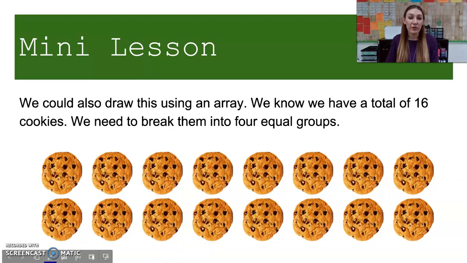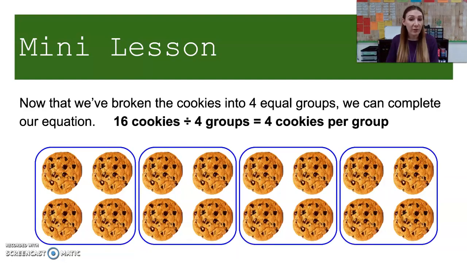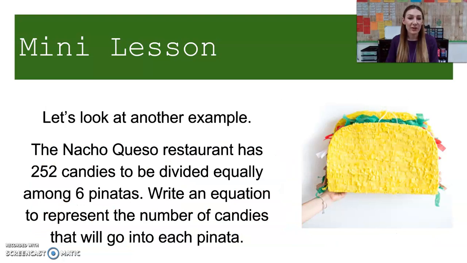We could also draw this using an array. We know we have a total of 16 cookies. We need to break them into 4 equal groups. Now that we've broken the cookies into 4 equal groups, we can complete our equation. So 16 cookies divided into 4 groups is going to equal 4 cookies per group. Let's look at another example.